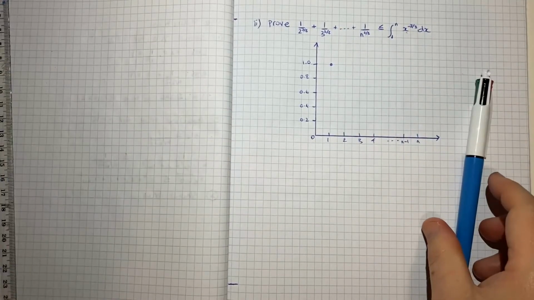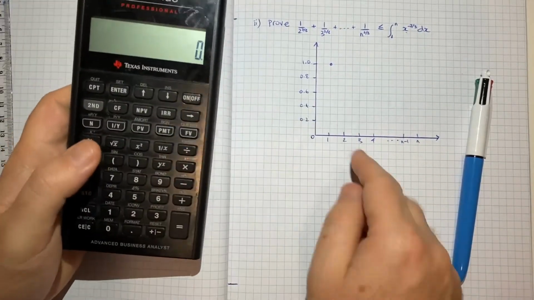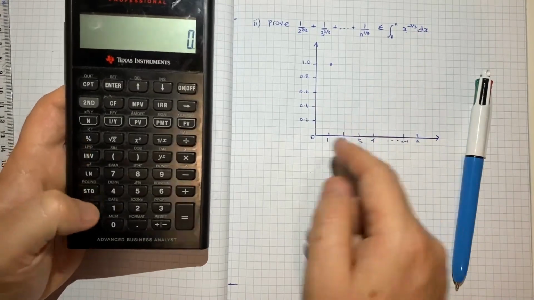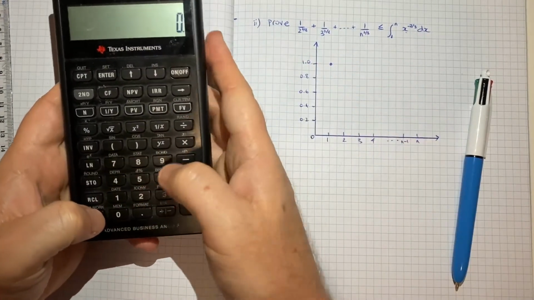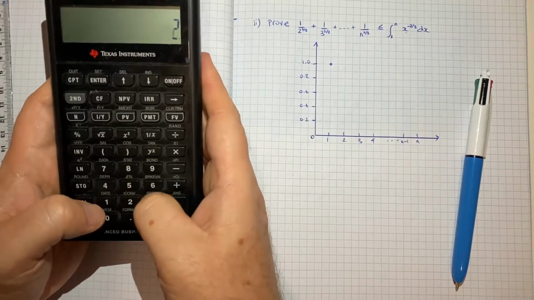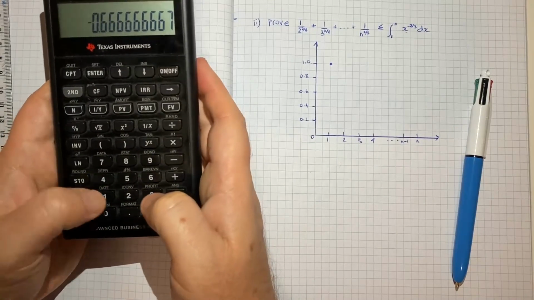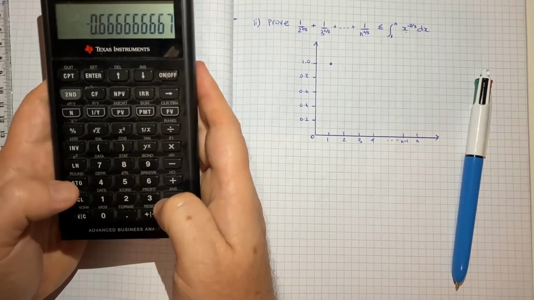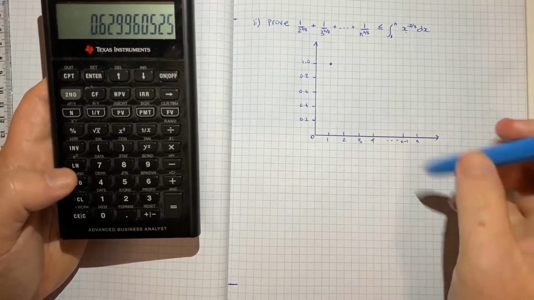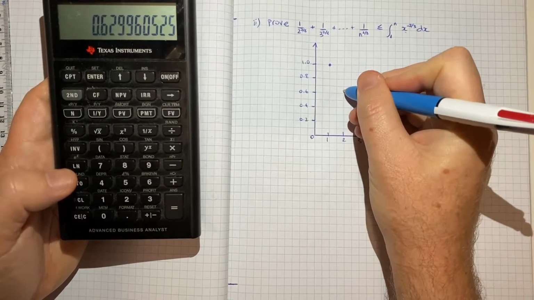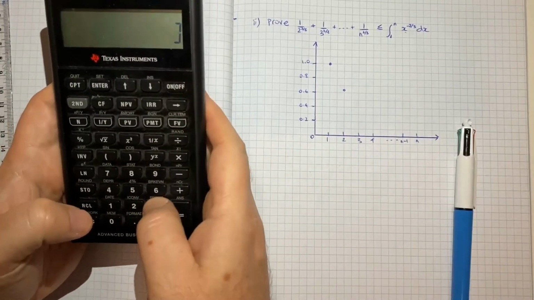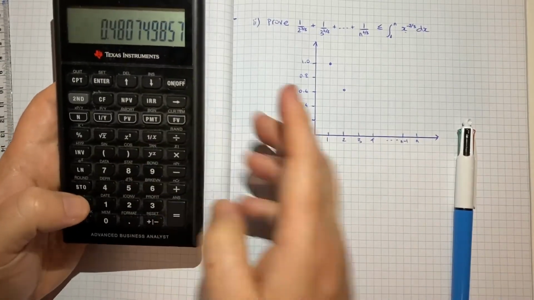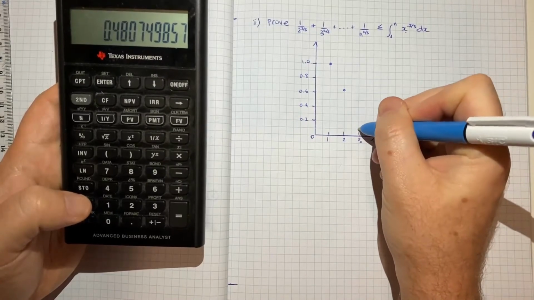But what I'll do now is I'll just key in some of these values to see what curve plots. So I'll just go 2 divided by 3 and I'll store that. And we'll start with 2 to the power of negative 2 on 3 is 0.62. And 3 to the power of negative 2 on 3 is just under 0.5.